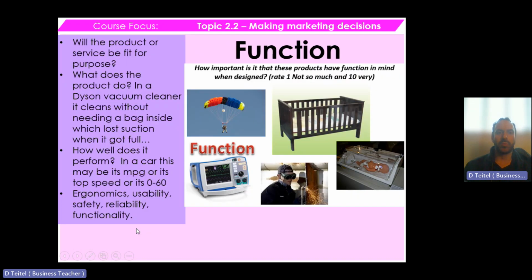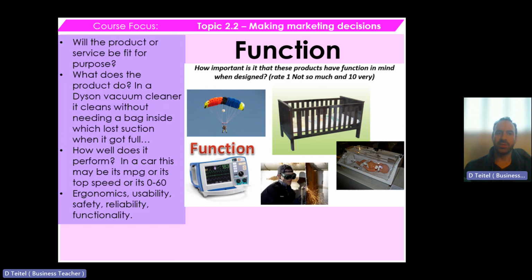So function, will the product or the service be fit for purpose? What does the product do? In a Dyson vacuum cleaner, it cleans without needing a bag inside, which lost suction when it got full. Back in the day, vacuum cleaners all had these bags. Once the bags got full of dust, it wasn't sucking up as much of the dust. So with Dyson, the whole idea is that it's a bagless vacuum. You can empty it after each use. You don't have to buy more things for it.